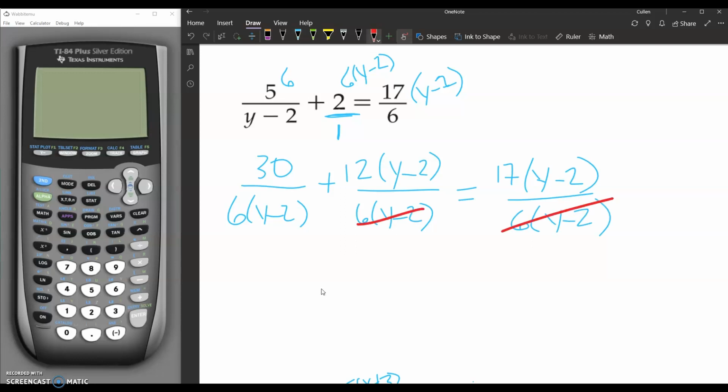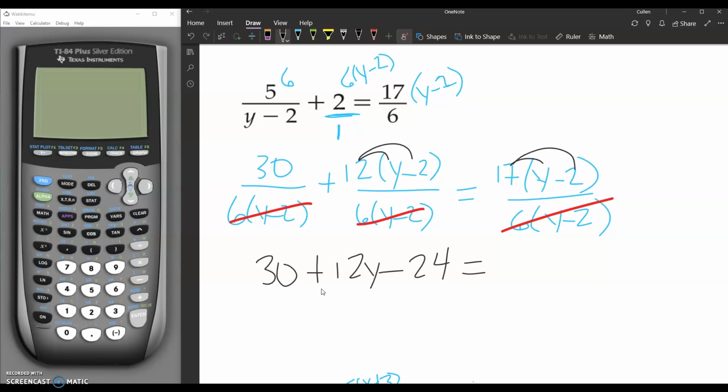So again, I can cross out all these denominators. You don't need to actually add or subtract any rational expressions when doing that. So now I'll have 30 plus, distribute my 12 in: 12y minus 2 times 12 is 24. And then on the right side I can also distribute 17y and 2. So that's 17y. 17 times negative 2 is negative 34. Then I can combine some like terms. So 30 minus 24 on this left side is positive 6. And then 17y and negative 34 on the right side.